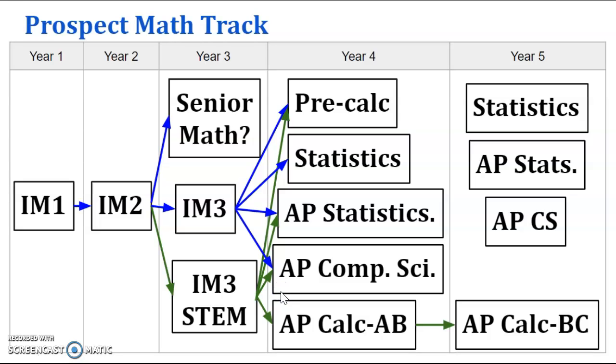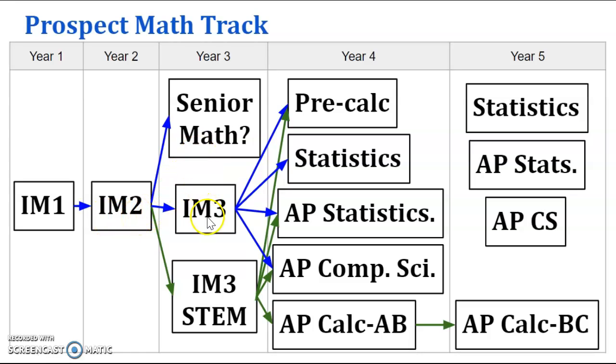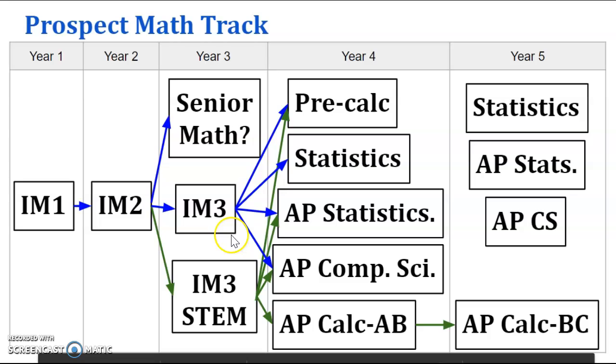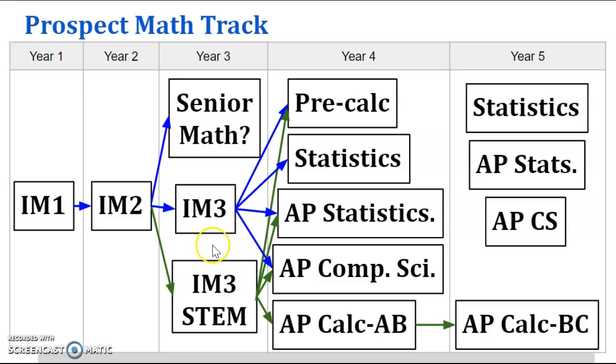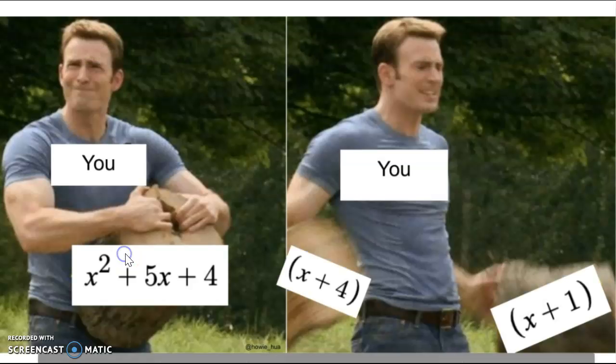And then we went on to talk about the prospect math track. So what comes after IM2? What happens next year? What are your math options? And then what about the year after? What's the difference between IM3 and IM3 STEM and possibly senior math and the other math courses that are offered from then on? Please come see me if you were not there and you need to ask some questions.